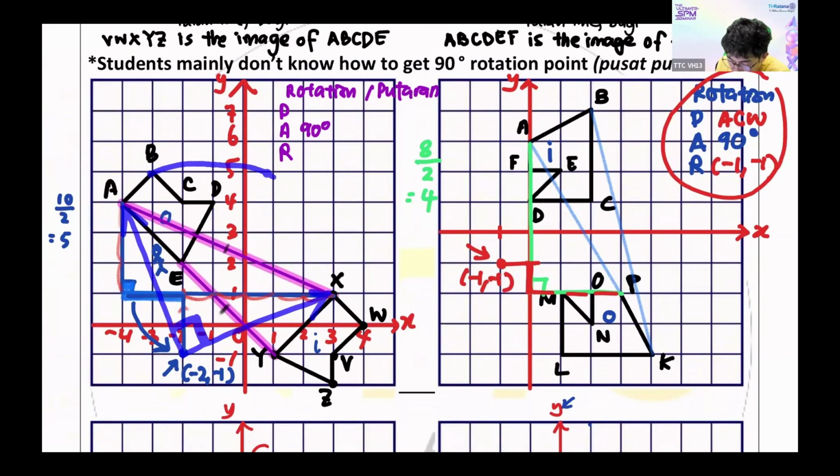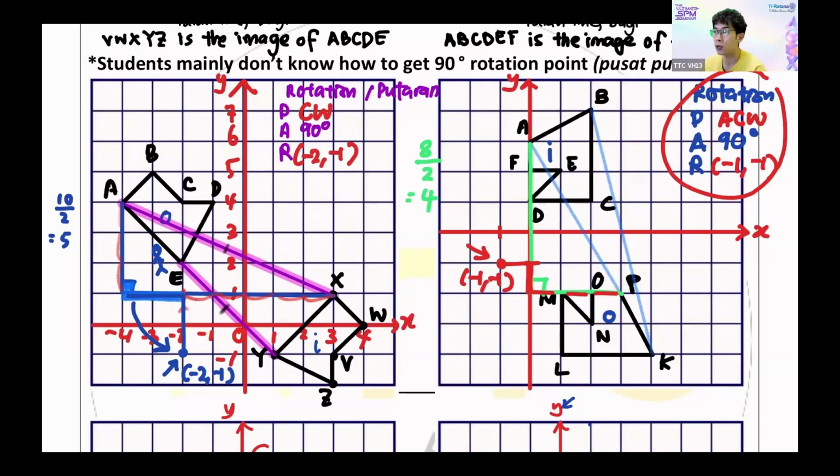And from object to image, what is this? Object to image, what's that? You see, here. 90-degree, from here to here. What is this? So this is clockwise. So I'm going to fit that in. That will be clockwise. And that point is -2, -1. And you have a complete sentence.